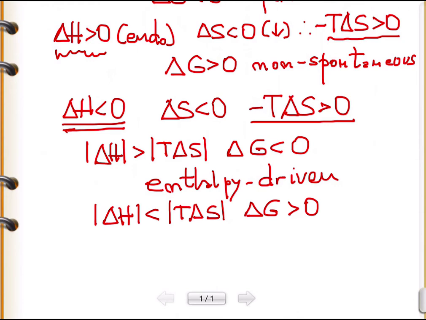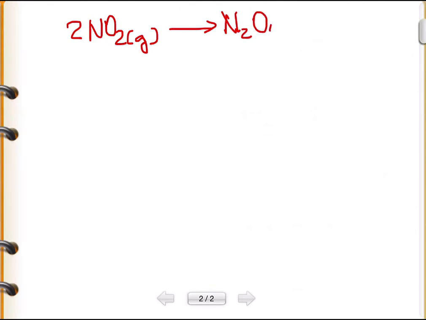It will be beneficial to analyze one concrete case, so that we can have a better idea of this process. So let's switch pages in here. Let's analyze the reaction 2 NO2 to produce N2O4. We started this reaction in class, and we said that it's an enthalpy-driven reaction.